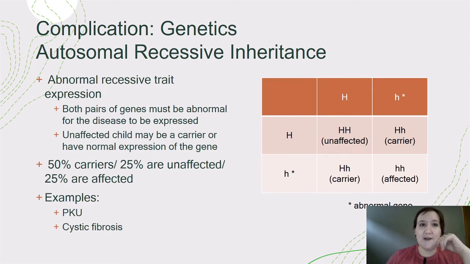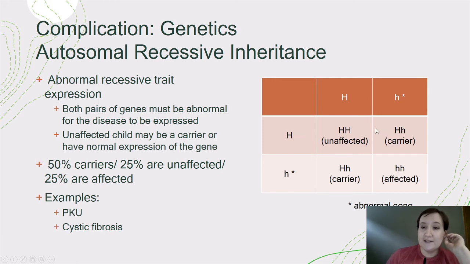Then let's talk about autosomal recessive. So in order for this to be expressed, both of the genes have to be abnormal. And you'll see this as well, it's a homozygous trait then, right? If both of them have to be recessive, then that individual doesn't have a choice. They're not going to be a carrier. It's going to be a straight homozygous trait.